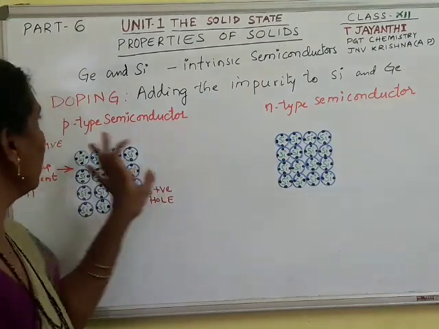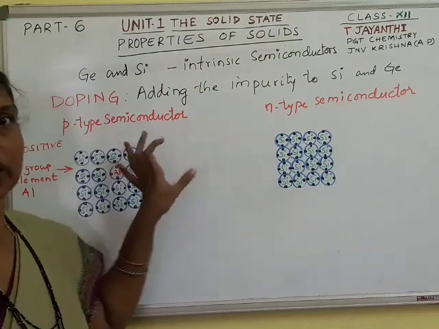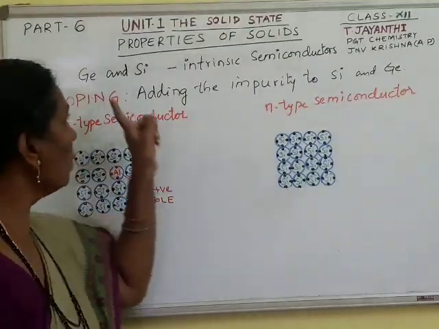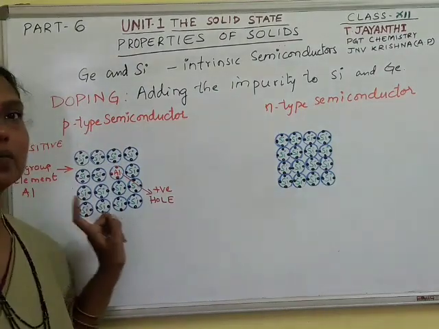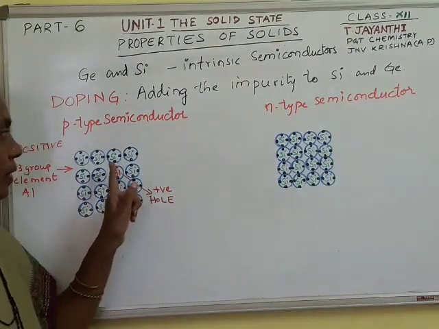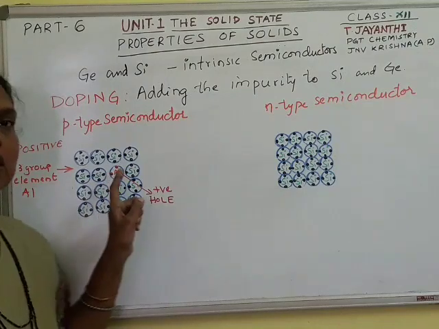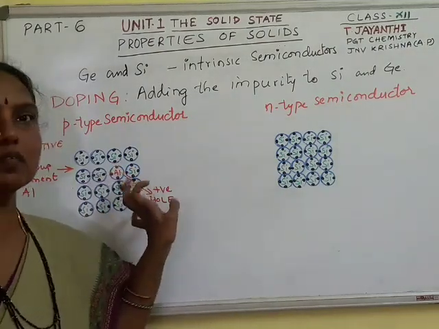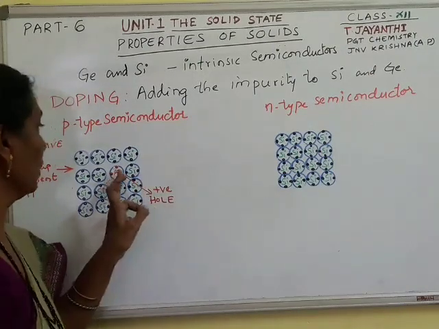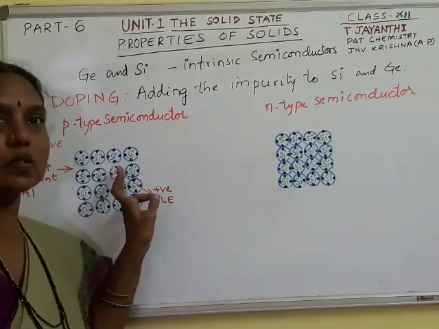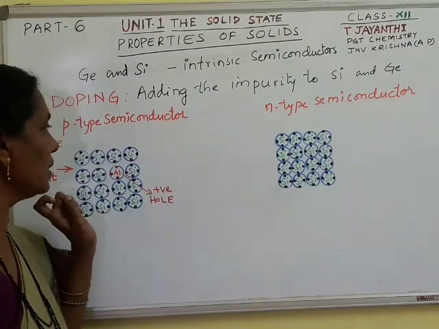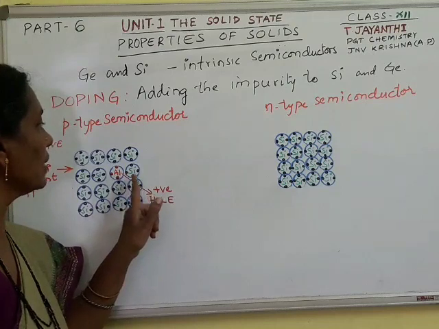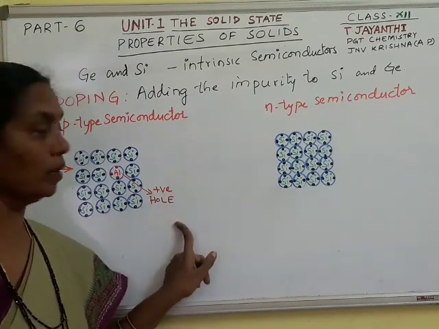So in the p-type semiconductor, the 14th group element silicon, which has 4 valence electrons, is doped with a 13th group element like aluminium. Because the 13th group element has only 3 valence electrons, the fourth electron is not there, so it is not able to bond with the neighboring silicon atom. So there is a vacant space, and that vacant space is called the positive hole.